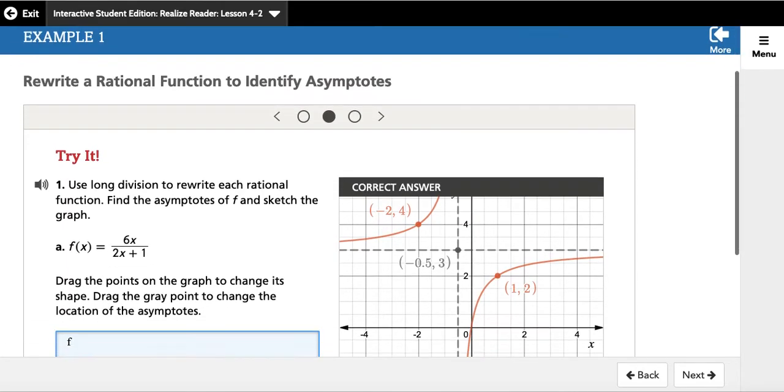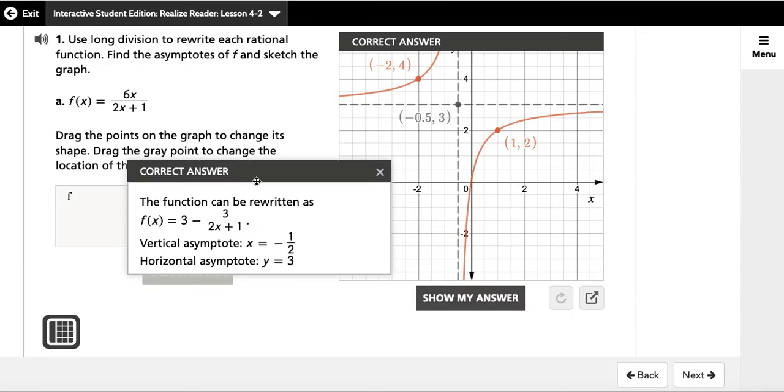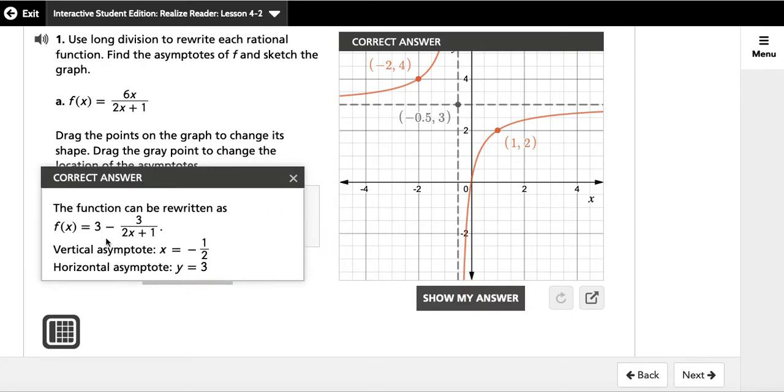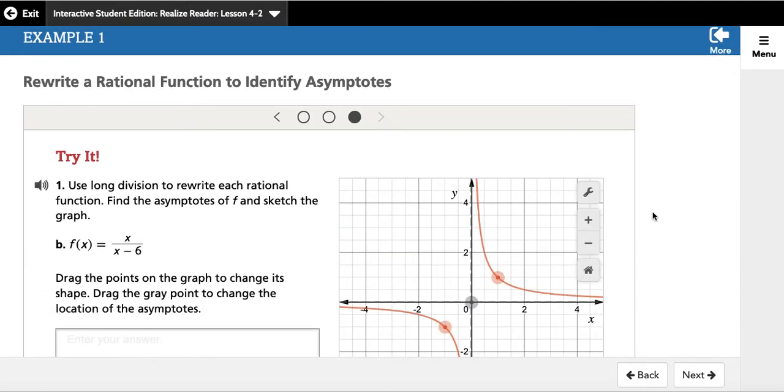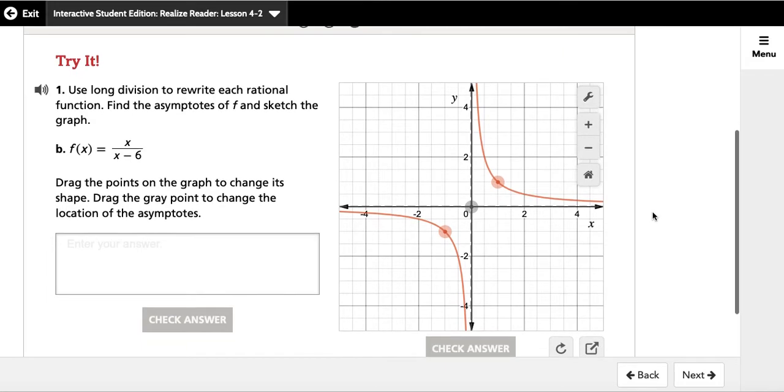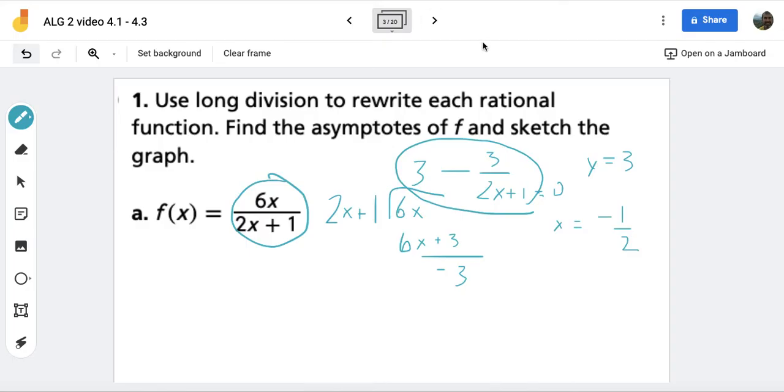And they want to know the equations of the asymptotes. So it could be rewritten like this. I had that, and those are the 2 asymptotes. All right, let's give another one a shot. X over x minus 6. Click pause, give it a shot, come on back.